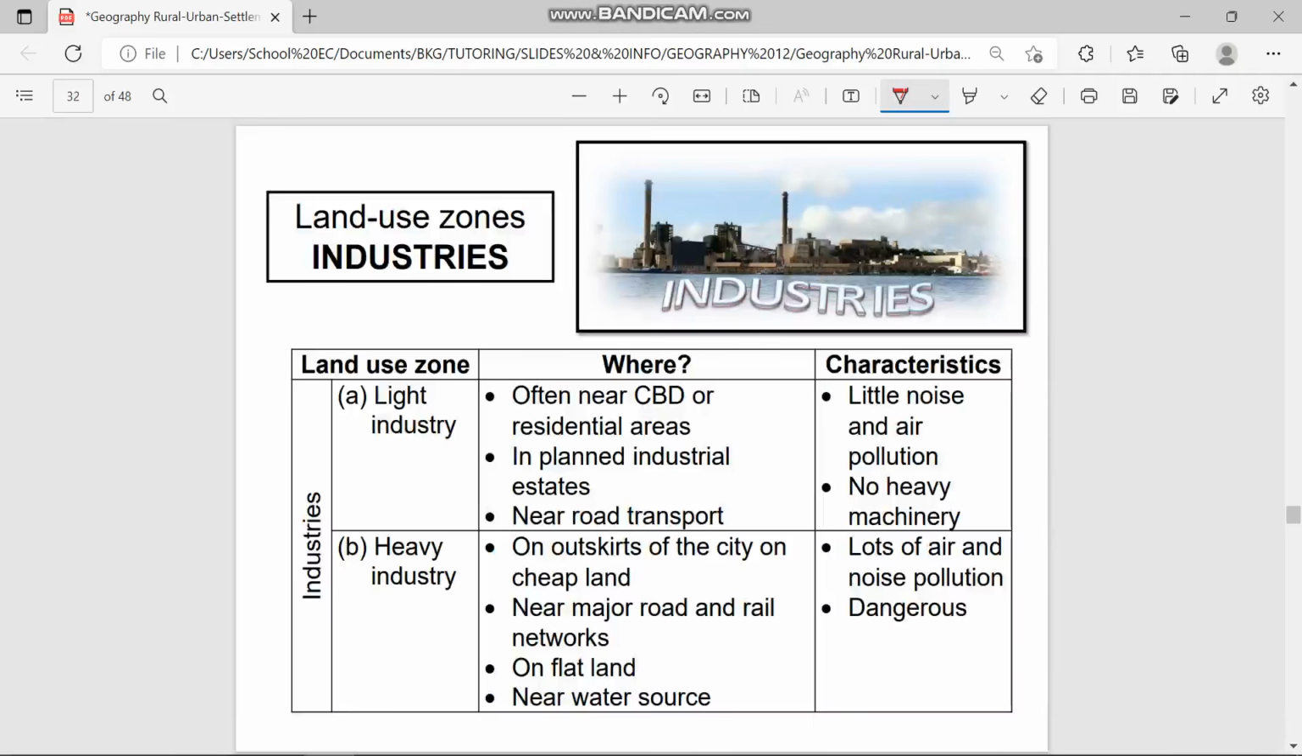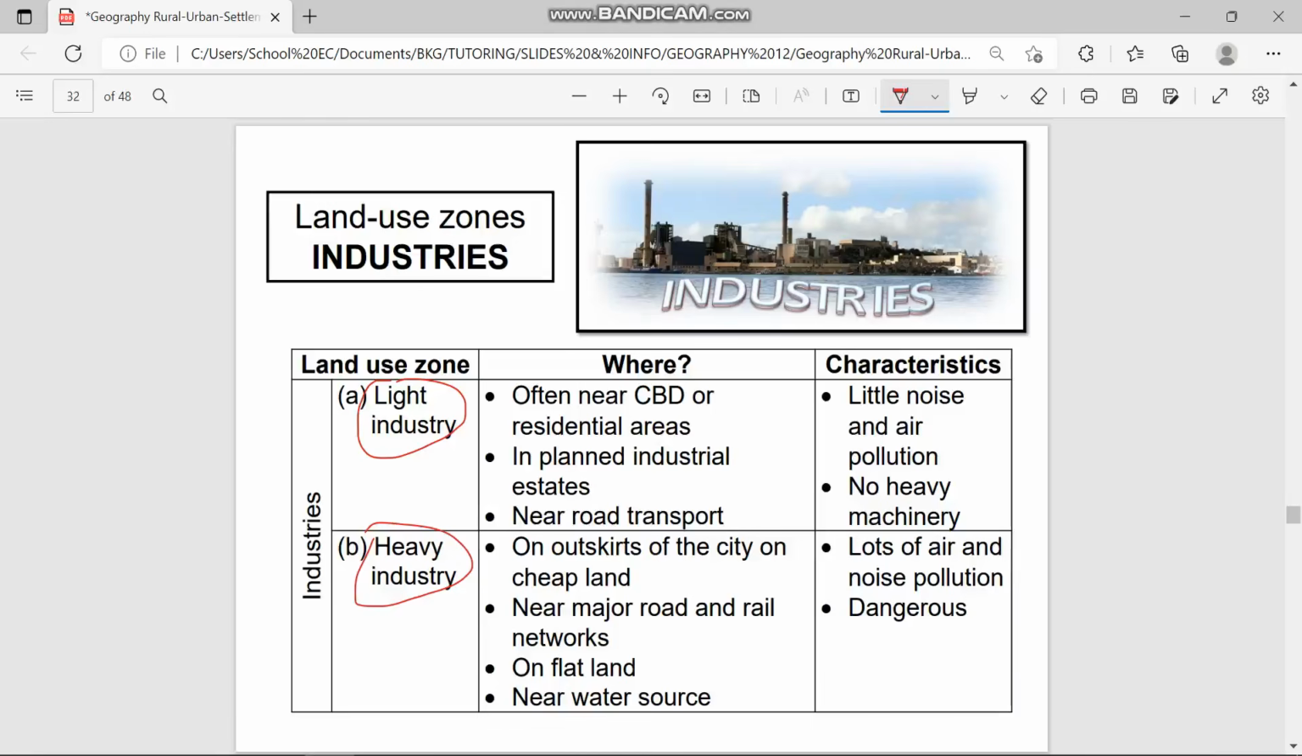Okay, guys, now let's move to land use zones of industries, as we already discussed for the CBD. For industries, we have light industries and heavy industries.